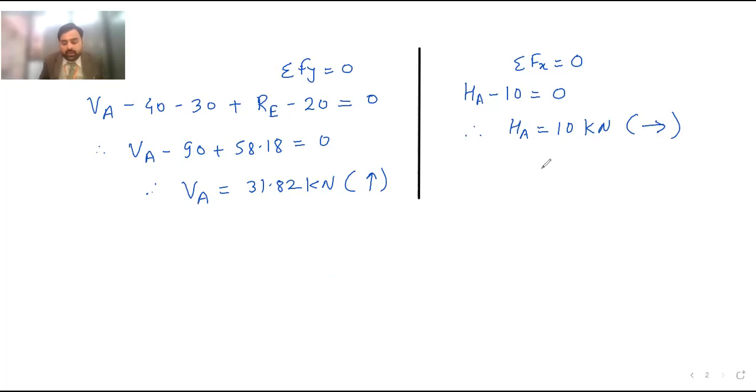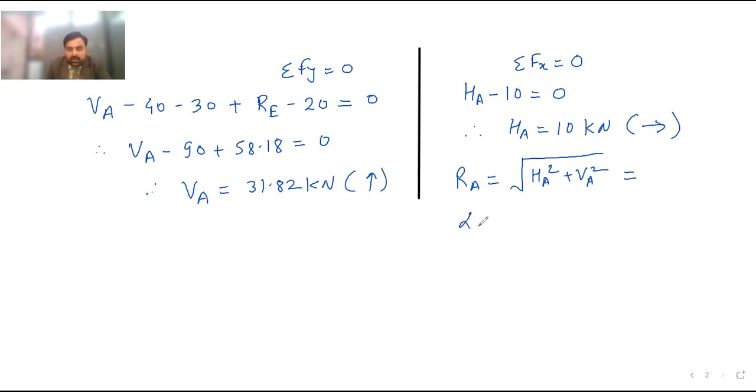What we have calculated now, reactions. So we know the values of the reactions. So here you can calculate the resultant reaction RA and alpha A. Although it is not required, but still if you calculate it, it is better. Square root of HA square plus VA square. Okay, just put the values. HA is 10, VA is 31.82.